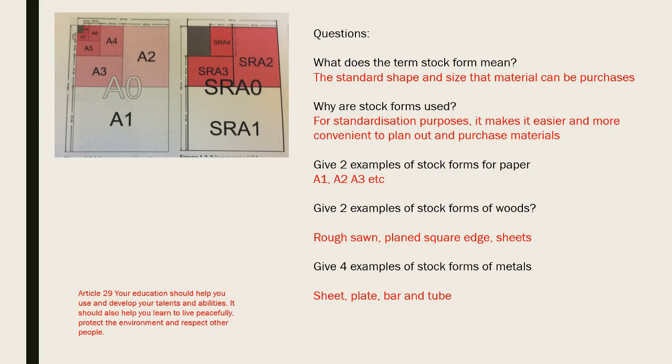Two examples of stock forms for wood: rough sawn, planed square edge, sheets, anything like that. And then four examples of stock forms of metals: sheet, bar, tube, hexagonal, plate, anything like that would be fine. So that is stock forms.